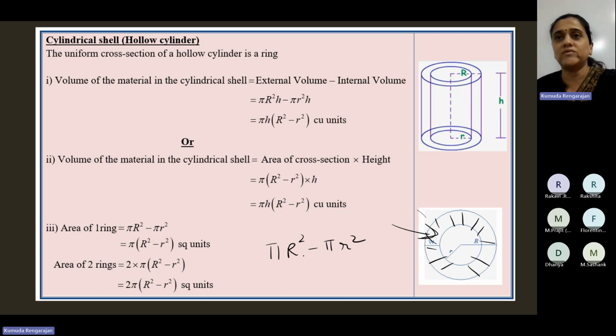Area of the ring is equal to area of the outer circle minus area of the inner circle. So pi capital R square minus small r square. This is the formula to find the area of the ring.